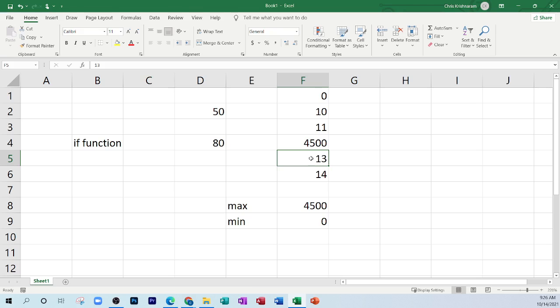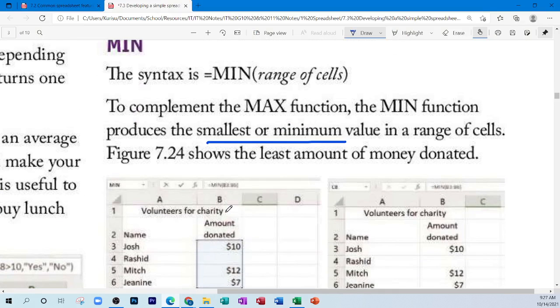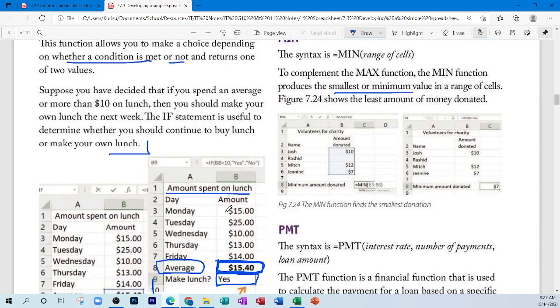Let me see if it detects point values. No, it doesn't detect point values. It's treating the 0 and the 0.12 as similar, because it's basically not looking beyond the point. Good. So we have there our max and min functions. They're simple functions.